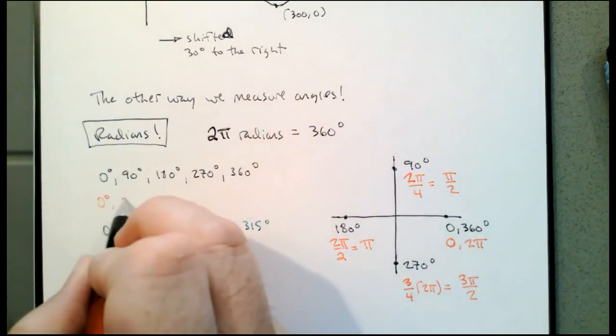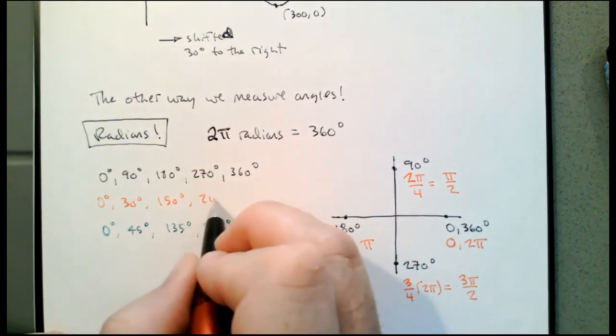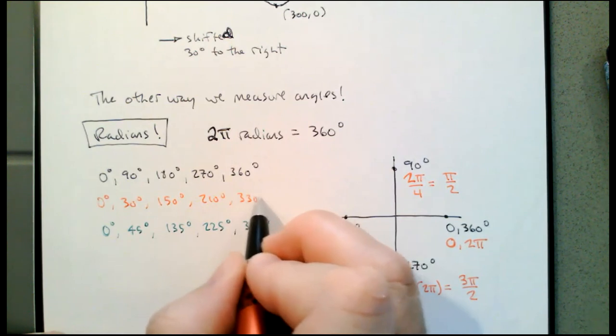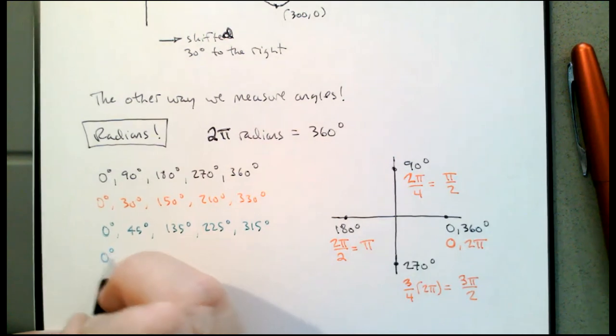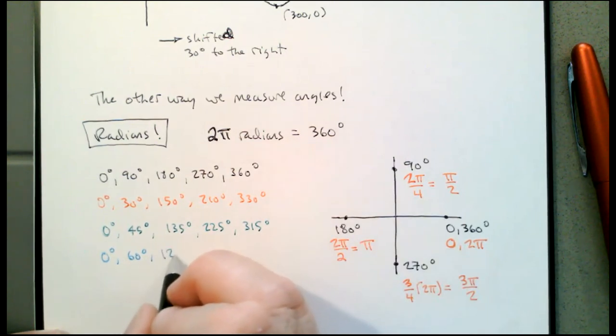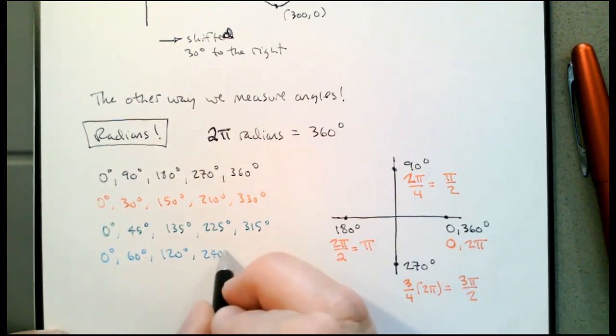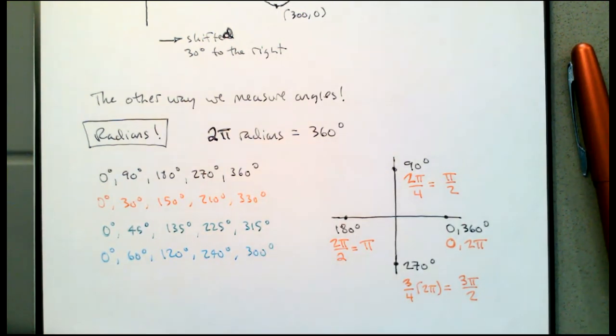You're going to want to know all your 30s: 0 degrees, 30 degrees, 150 degrees, 210 degrees, 330 degrees. And you're going to want to know all of your 60s: 0 degrees, 60 degrees, 120 degrees, 240 degrees, and 300 degrees. You're going to want to recognize all these degree measures in radians as fraction multiples of pi, and then know them so well that they just become interchangeable.